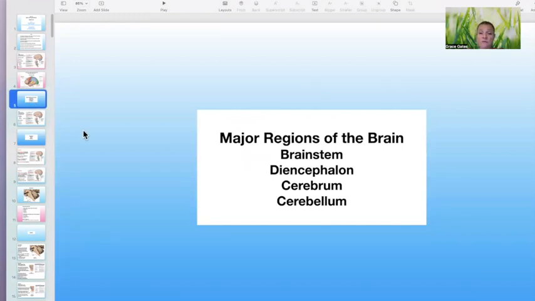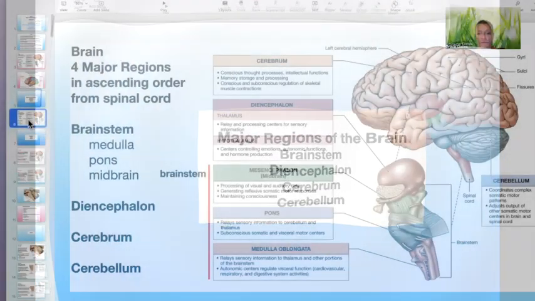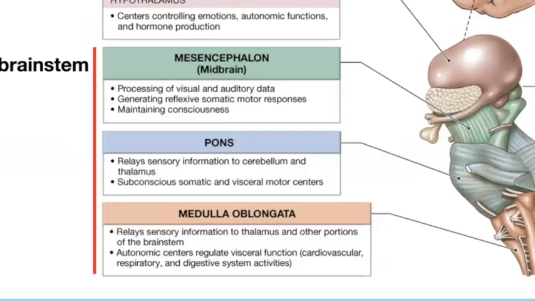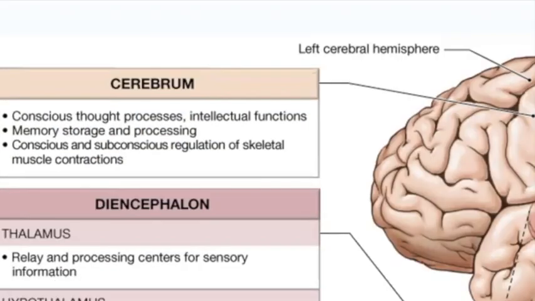The major regions of the brain are the brainstem, the diencephalon, the cerebrum, and the cerebellum. That list is in ascending order from the spinal cord moving superiorly. And here's a picture of the four major regions of the brain. The brainstem, which has three parts: the medulla, closest to the spinal cord, the pons, and the midbrain, and then the diencephalon, the cerebrum, and the cerebellum.